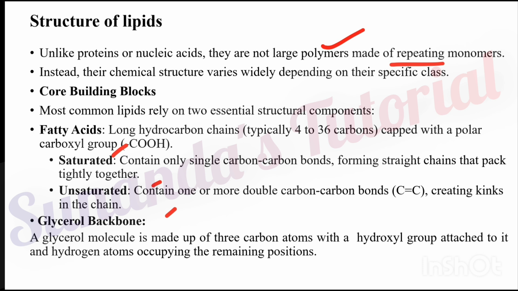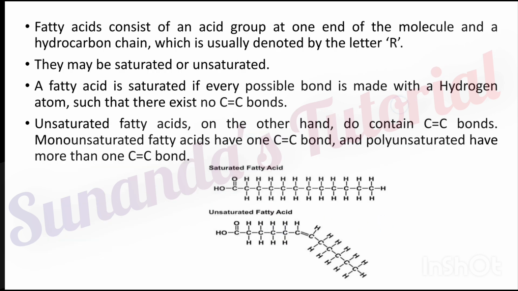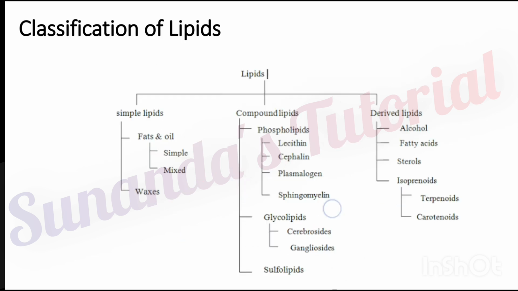Fatty acids can be saturated, containing only single carbon-carbon bonds, forming straight chains that pack tightly together, and unsaturated, meaning they contain one or more double bonds, creating kinks in the chain. So these are the structures: saturated fatty acid, and unsaturated fatty acid containing double bonds. Then classification.